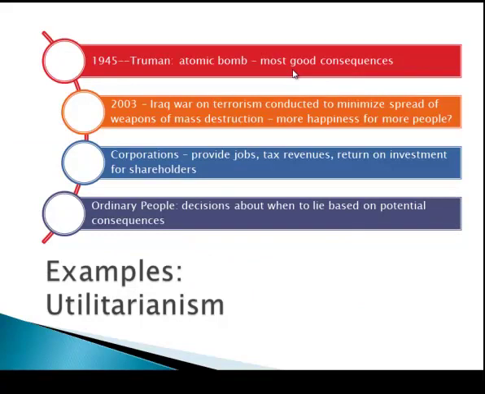When Truman made the decision about using the atomic bomb during World War II, he likely used consequentialism and thought that it would result in the most beneficial consequences for the most people. In 2003, during the Iraq War, our government stated that it was critical to minimize the spread of weapons of mass destruction and thereby assure the most happiness for the most people. On an individual level, ordinary people often weigh the consequences of lying, trying to determine the effect of that behavior.